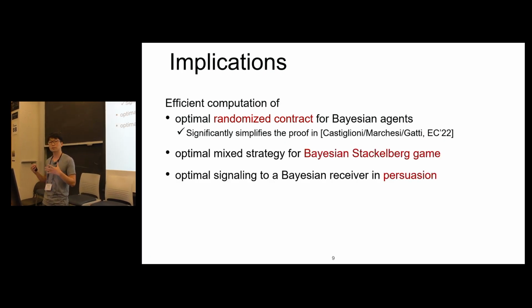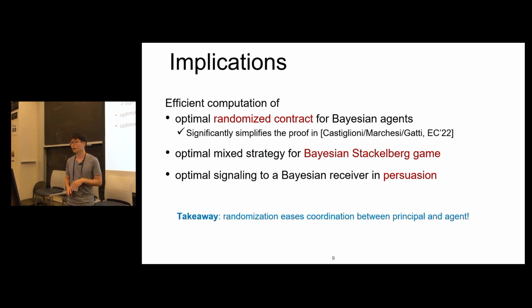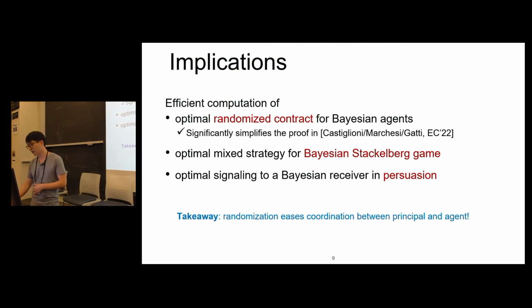And moreover, it also implies the optimal mixed strategy for Bayesian Stackelberg equilibria, and optimal signaling for a Bayesian receiver in the persuasion problem. So that's it. I think the only takeaway I wanted to give is that randomization turns out to indeed ease the coordination between principal and agent.